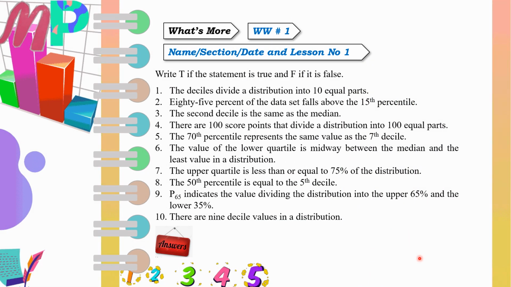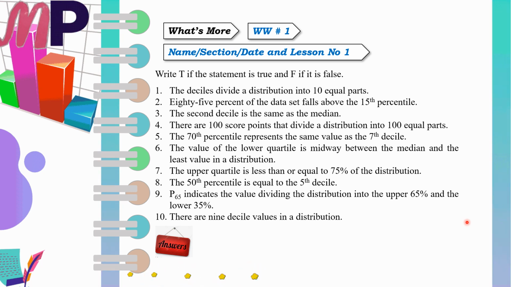Okay, now let us have a quick check of your understanding of the concept of measures of position through this activity. We have WW number 1. You simply write your name, section, the date, and lesson number 1. If the statement is true, write letter T, and if the statement is false, write letter F. Okay? You will be given 5 minutes.